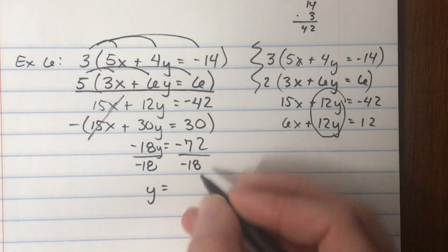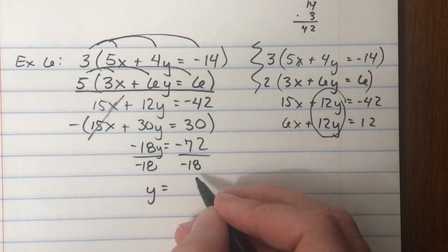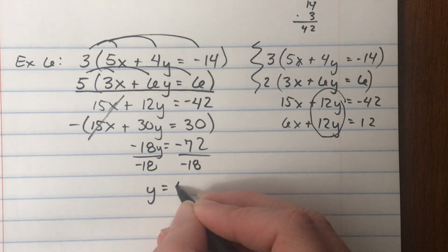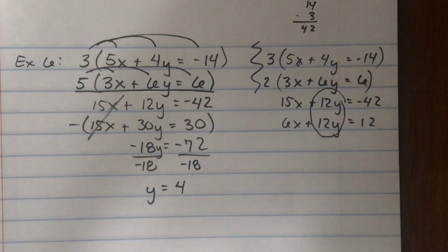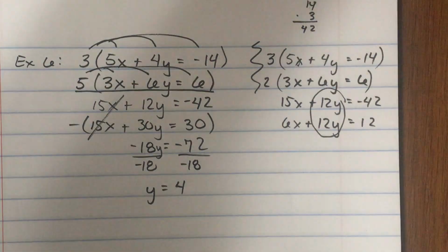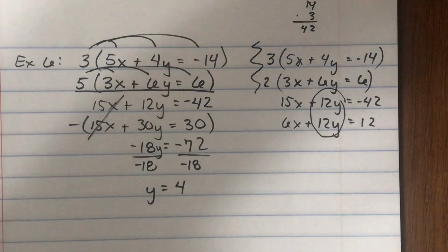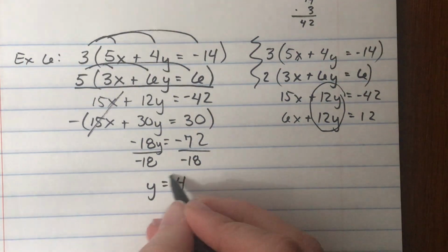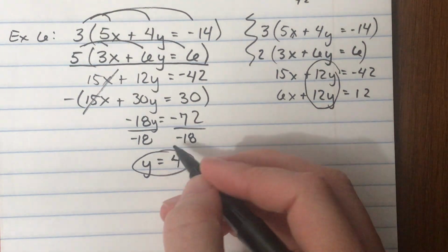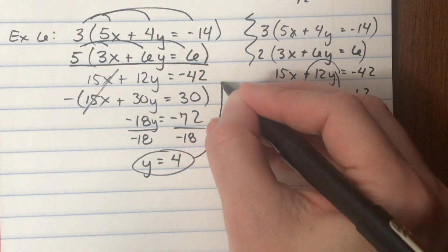If I had a calculator in front of me. Negative 72 divided by 18 is positive 4. I hope I'm right. Let me double check that and just make sure. Yeah, okay, good. All right, so y is equal to 4. And then we're ready to substitute, right? So we take it back.